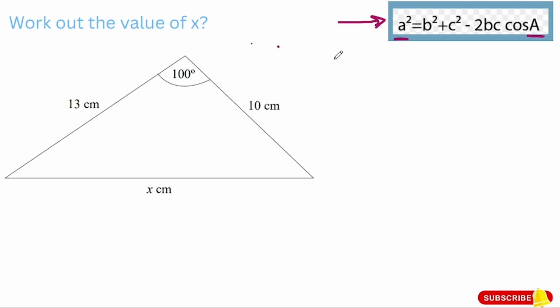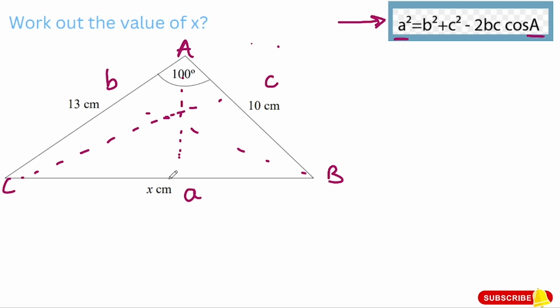Now, the first thing you want to do is label your triangles. I'm going to call this A, I'm going to call this B, and I'm going to call this C. Now, anything opposite to the angle of A is going to be lowercase a. Anything opposite to the angle of B is going to be lowercase b. And anything opposite to the angle of C will be lowercase c. Now, the lowercases represent the sides. The capital letters represent angles.